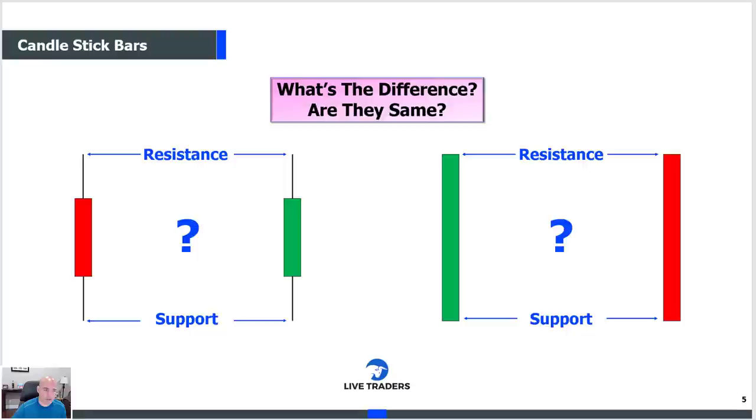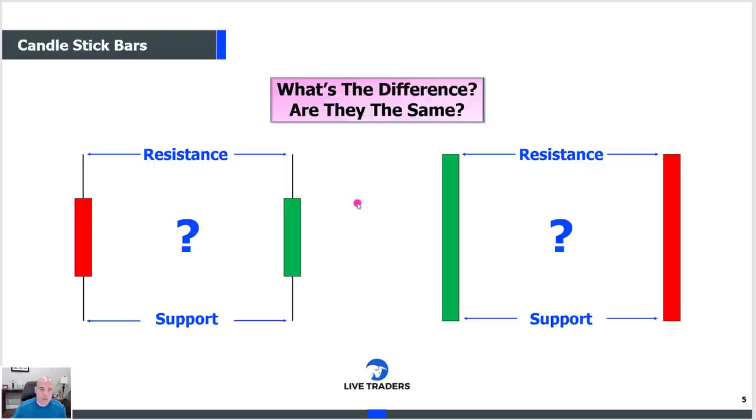What we have here on the left are a red candlestick and a green candlestick, and on the right, a green candlestick and a red candlestick. I could have made them the same, but whatever. You get the point. The only difference here is one has topping and bottoming tails, and the other one doesn't. So the question then becomes, what's the difference? Are they the same? You can tell I don't spell check these things. Are they the same?